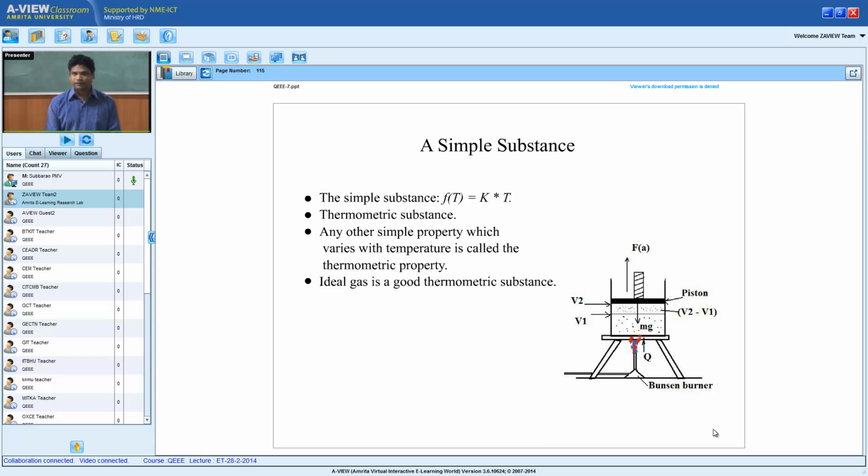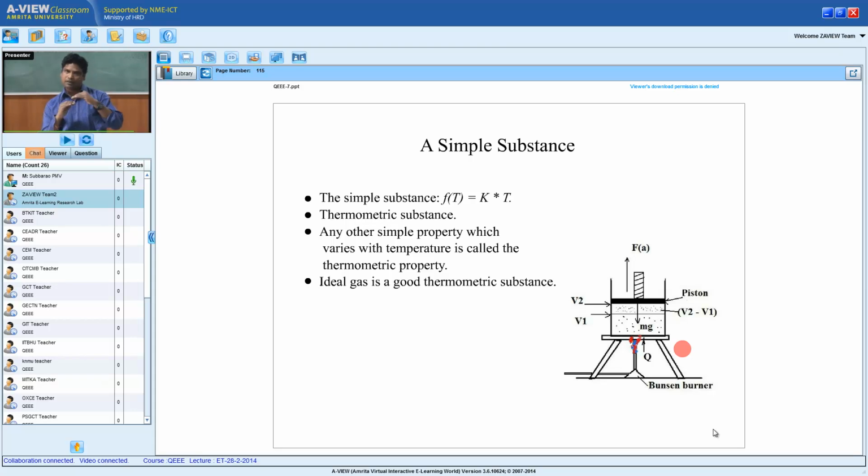So this is the picture which I am talking about, a kind of constant volume or constant pressure. Suppose if I lock the piston and heat it, it is a constant volume. Suppose if I free the piston, then what will happen? Pressure is constant, volume will vary with respect to the temperature.